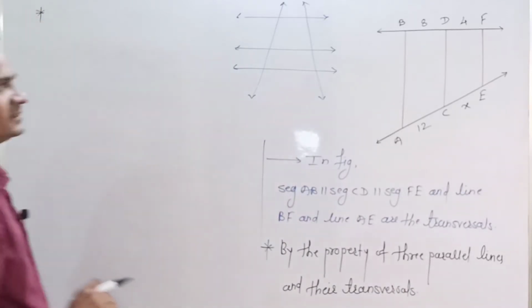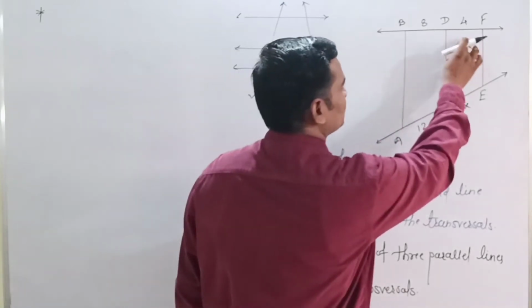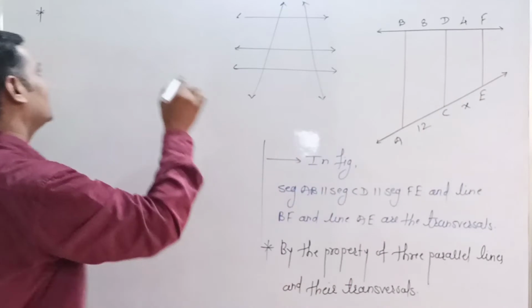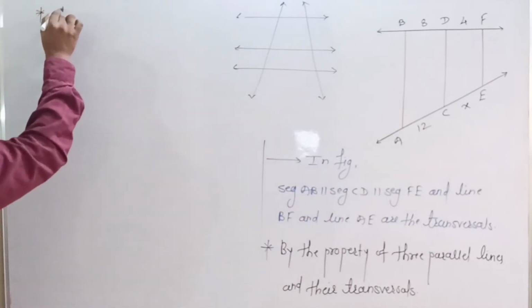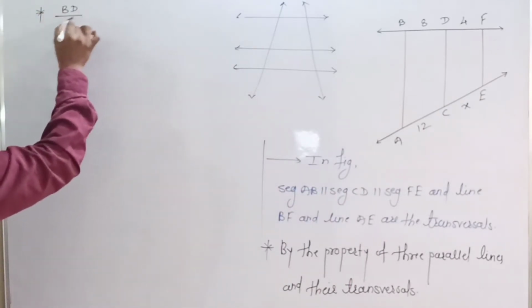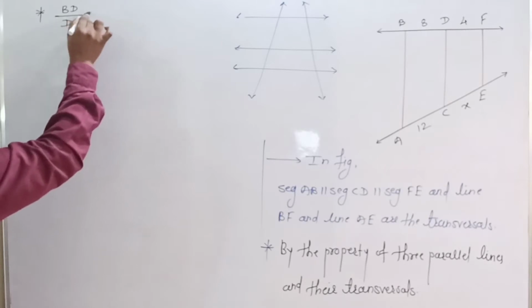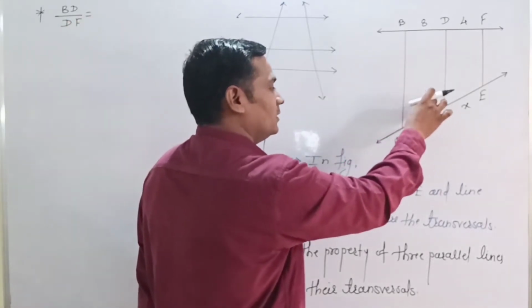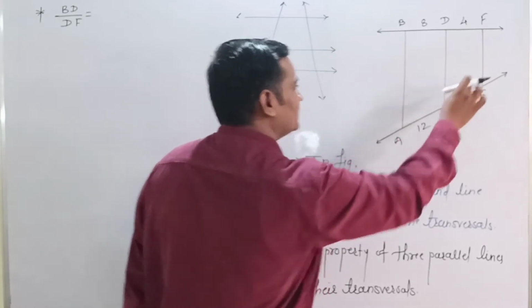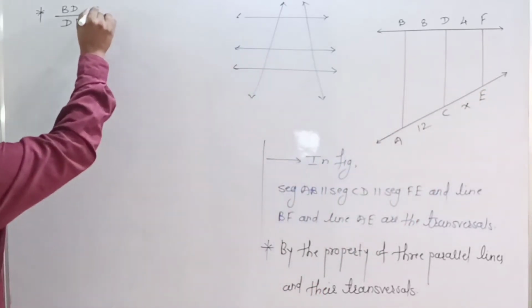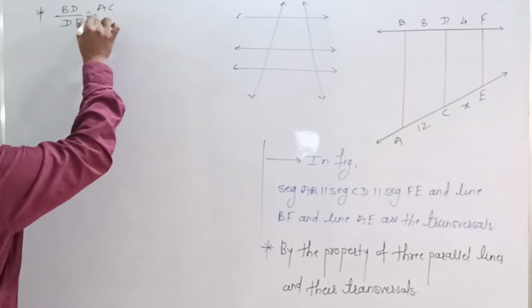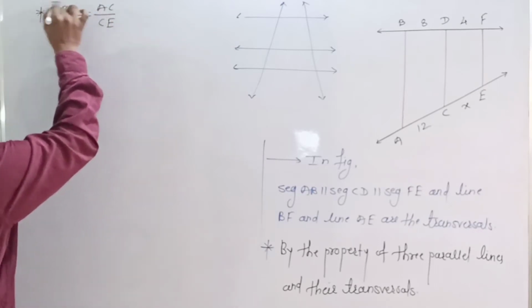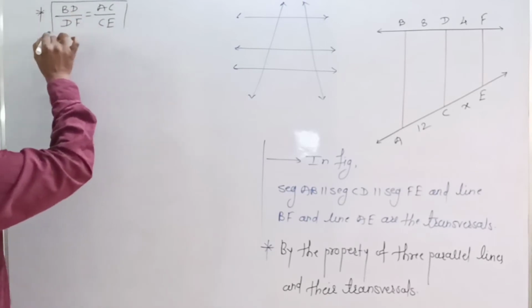Now which are the intercepts? Now the ratio of these two intercepts, so BD upon DF is equal to, now which are the corresponding intercepts? This AC and CE, so AC upon CE. Okay, so let's put down the values in this.